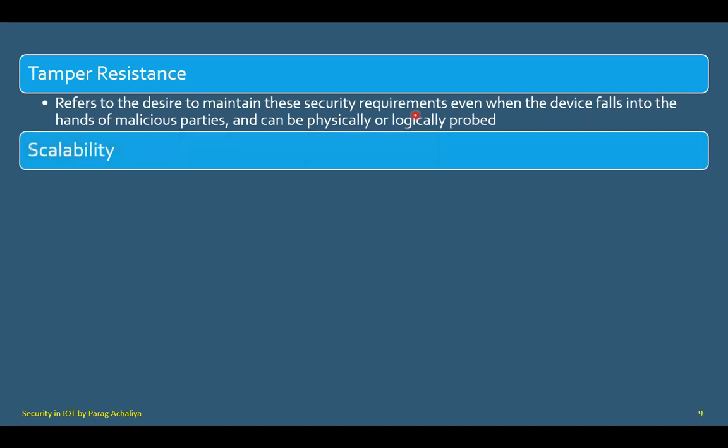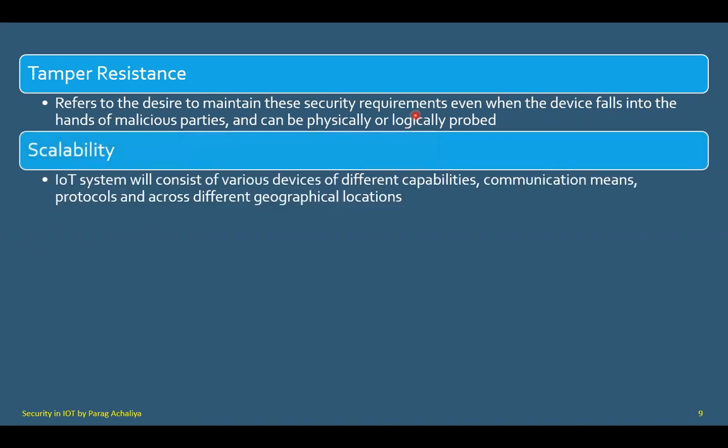Then scalability. An IoT system will consist of various devices of different capabilities, communication means, protocols, and across different geographical locations. When we talk about any IoT system, it must have devices with different capabilities. They will have various communication means, either wired or wireless networks. They may work on various IoT protocols, that is Zigbee, Modbus, MQTT, CoAP, and so on, and across different geographical locations. So irrespective of device capabilities, communication means, protocols, and geographical location, your IoT system must work properly. As a result, the system is highly distributed, heterogeneous, and pervasive in nature.